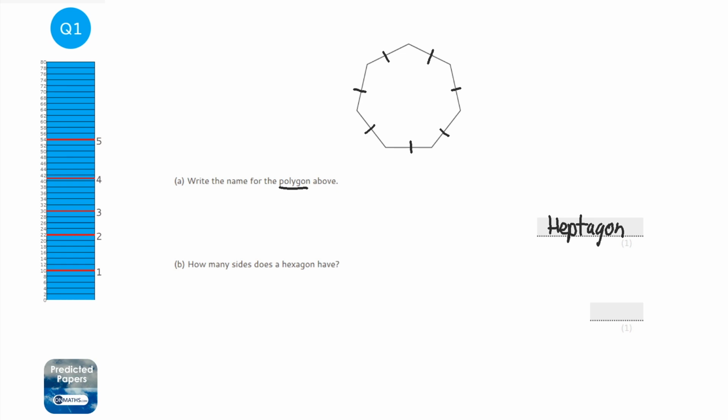Now, many students know that it's a septagon. Heptagon is a better answer. Don't ask me why. Next, it says how many sides does a hexagon have. Now, I always got pentagon and hexagon mixed up until someone told me that the x in hexagon is the x in 6. So from then on, I know that a pentagon has 5 sides and a hexagon has 6. So a hexagon has 6 sides. It's really important that you know all the names of the shapes up until a 10-sided shape.